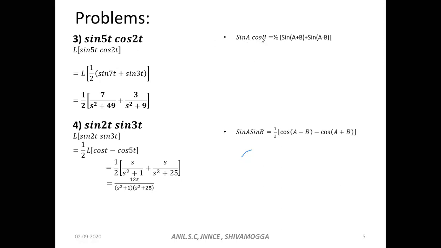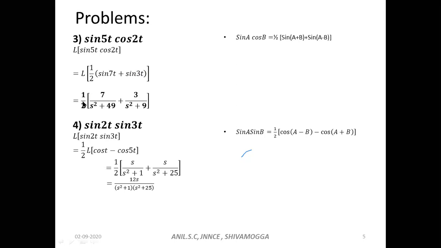Its expansion is half into sin(A plus B) plus sin(A minus B). Therefore, L of sin 5t cos 2t, where A is 5t and B is 2t, is half into sin(A plus B), 5t plus 2t is 7t, plus sin(A minus B), 5t minus 2t is 3t. Collectively, we get L of 1 by 2 into sin 7t plus sin 3t.